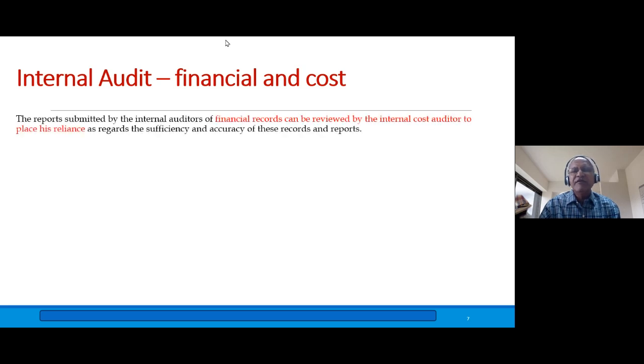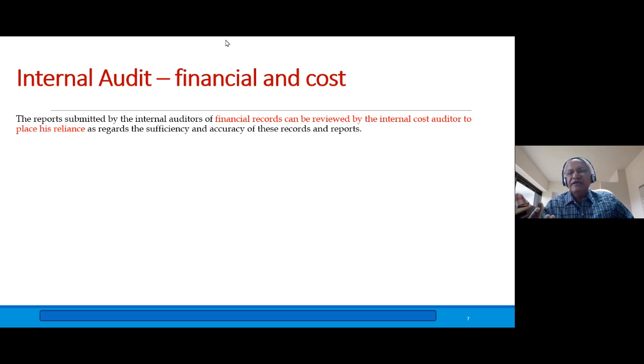And in this internal audit, financial and cost, from financial records, how the cost records audit is also becoming important. That has also been mentioned in this guidance note. So the reports submitted by the internal auditors of financial records can be reviewed by the internal cost auditor to place his reliance as regards the sufficiency and accuracy.